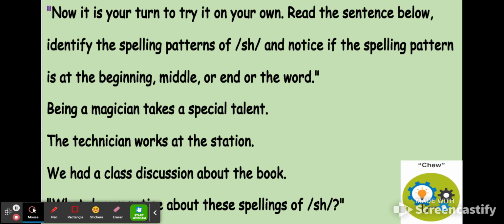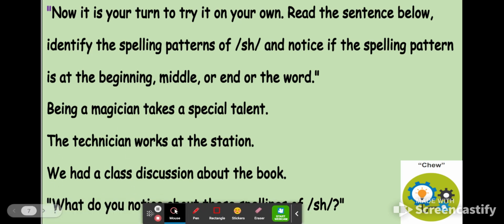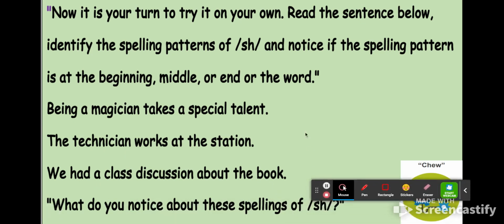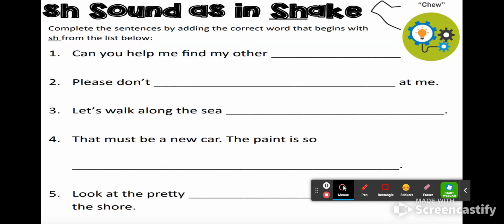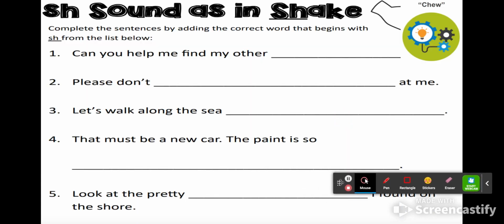All right. What do you notice about the spellings of sh? Think about that. Read it on your own. Now you're going to write a sentence using a word with the sh sound. Take turns sharing your sentence with the class. All right. I'm going to pause the video and go back with Dr. Cotton, and we're going to keep going.